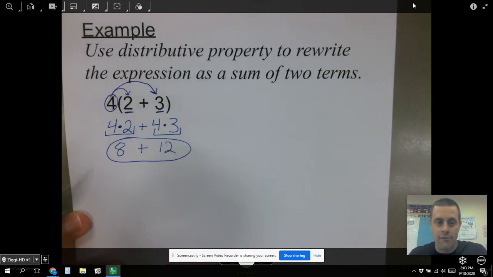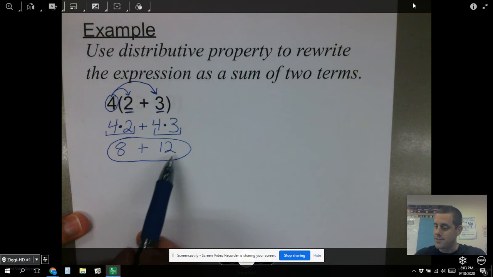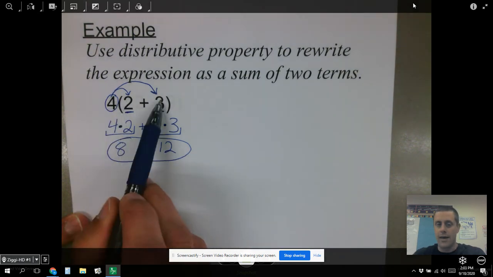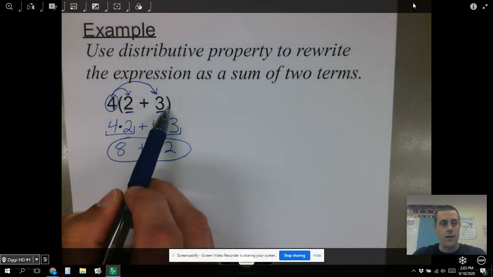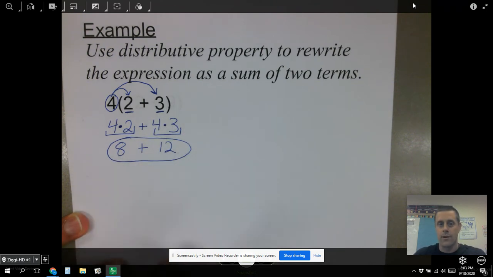And that is all the further I want you to go right now. We are not doing 8 plus 12 to get 20. All I want is this equivalent expression gained from distributing the coefficient 4 to the terms 2 and 3. 4 times the quantity 2 plus 3, an equivalent way to write that is 8 plus 12, and that's all we want to do today.